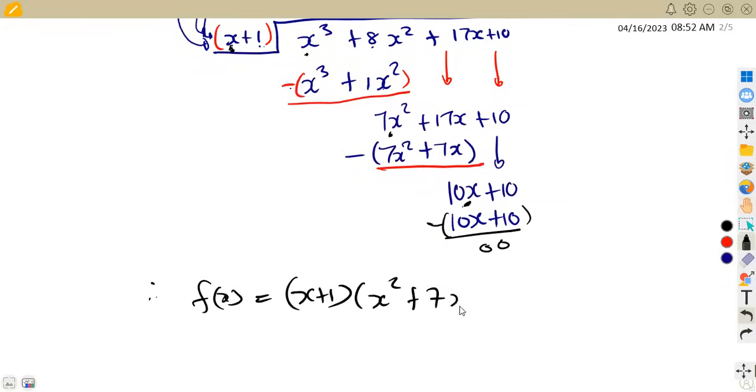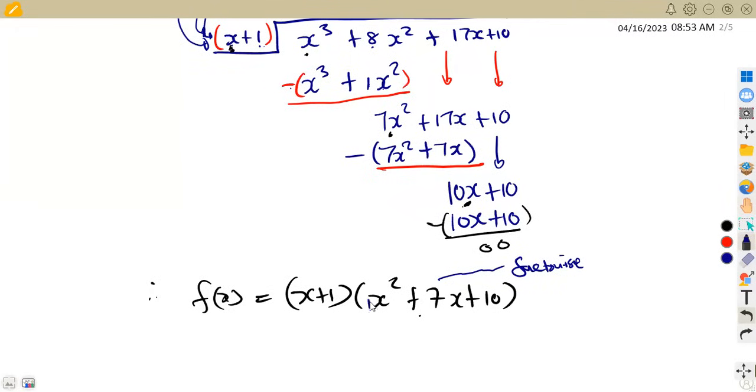So now we are having a linear and a quadratic. You have to check, can you factorize this quadratic? If you can factorize, then we have to factorize it. So can we check, is it possible for us to factorize?